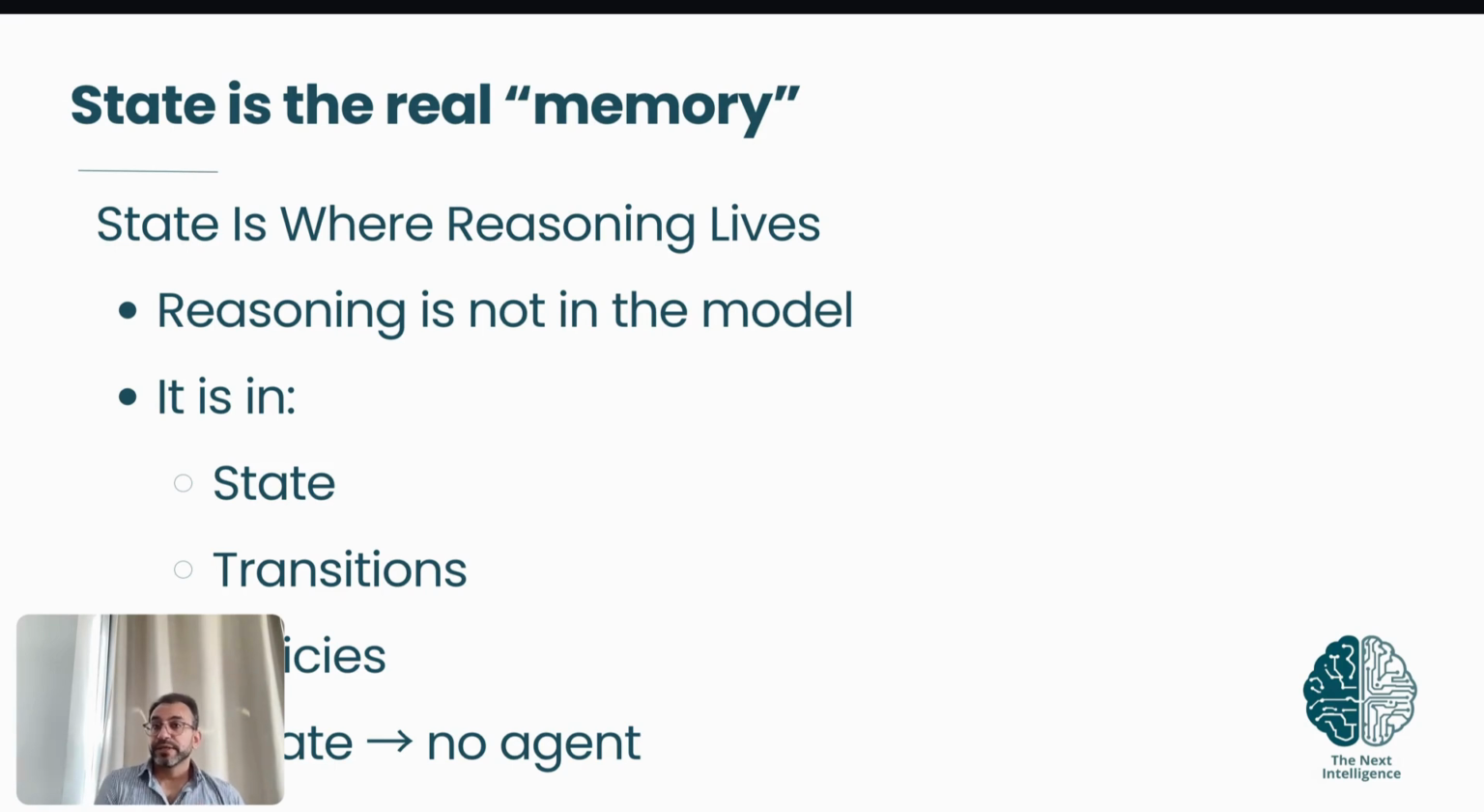State is the real memory in this agentic loop, and it's where our reasoning actually lives. We need a place where we record what happened, why it happened, and then connect to what will happen next. So reasoning, as we said, is not in the model. It happens between the state as a memory, the transitions between different states, the policies, etc. If we don't have a state, the agency diminishes. We don't have agency at all.